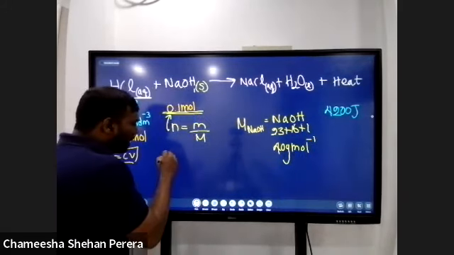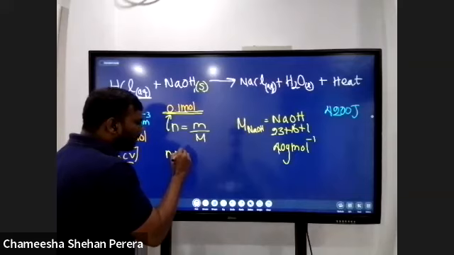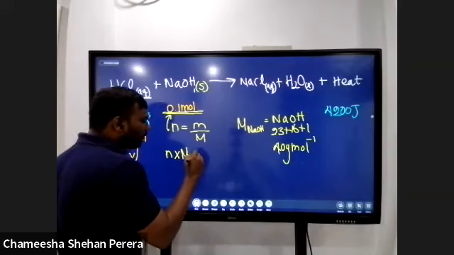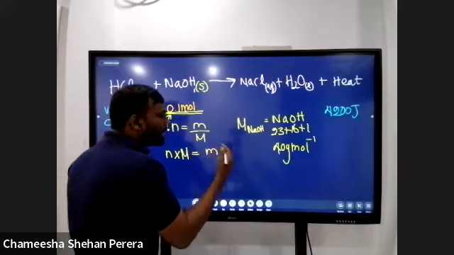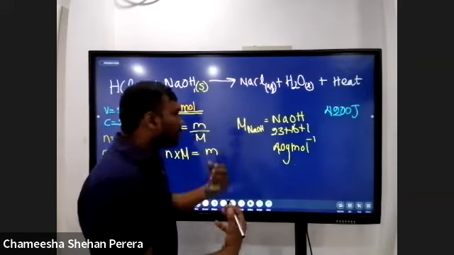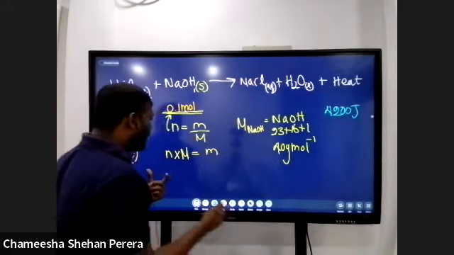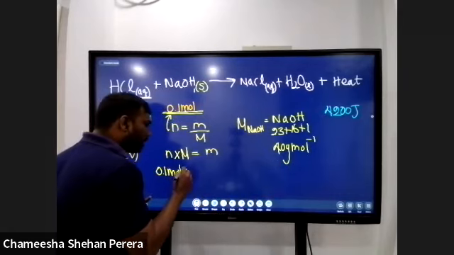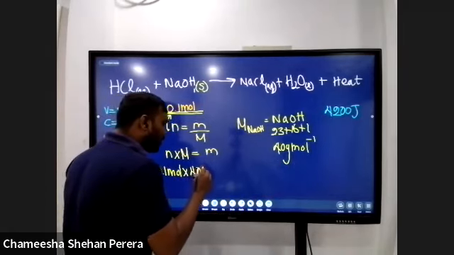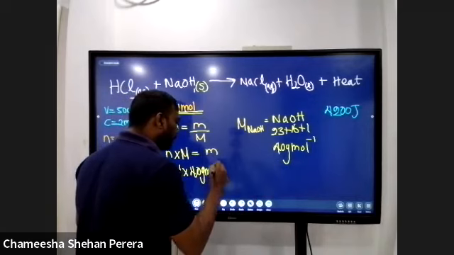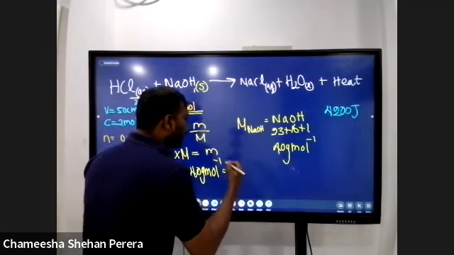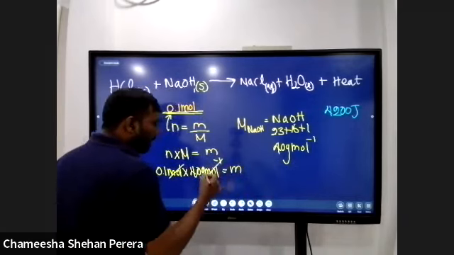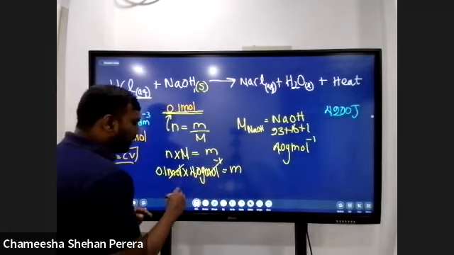So when I multiply the number of moles I require with the molar mass of NaOH, I would get the mass I need to take to obtain that particular amount of moles. Here moles, 0.1 moles. Molar mass of sodium hydroxide, 40 g mol⁻¹. 40 into 0.1, 4 grams.